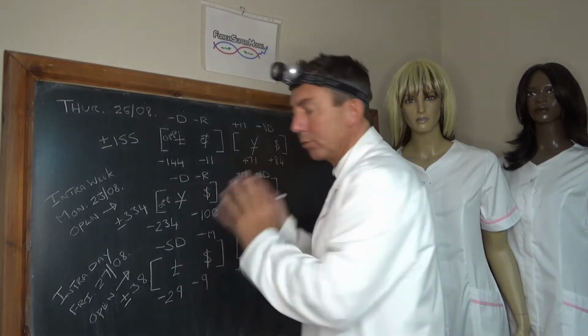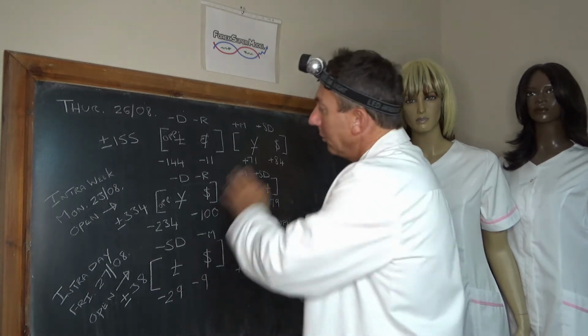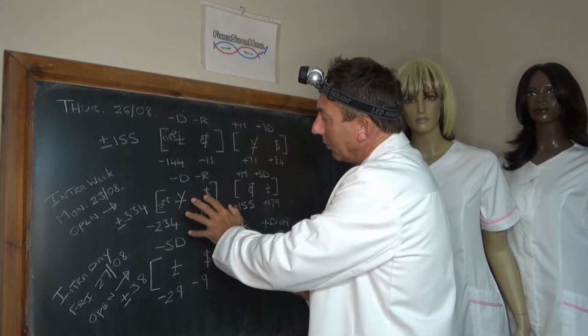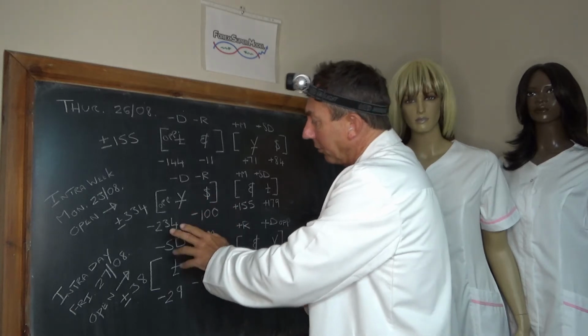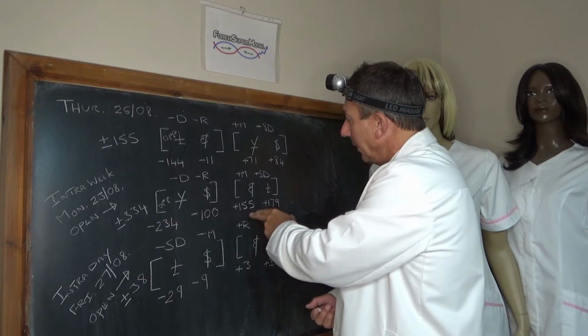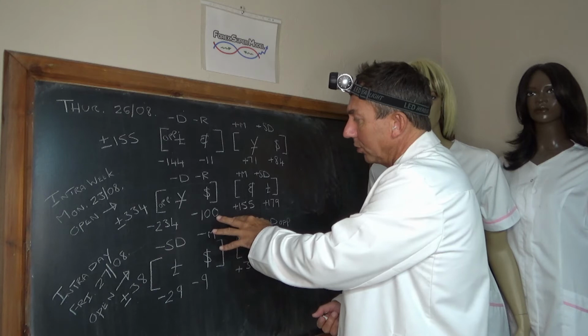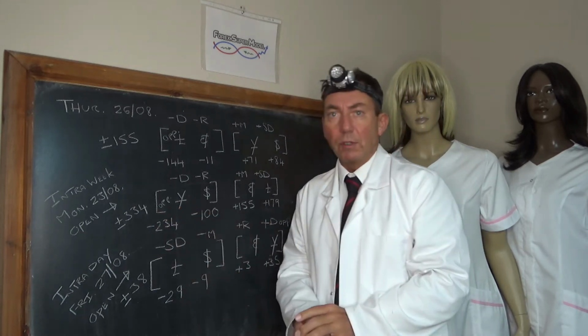Intra-week then becoming most relevant, this is from Monday the 23rd, open to about 15 minutes ago. We've got a negative opposed driver in the yen at minus 234. Front and back door flows mainly going into the pound at plus 179, into the euro at plus 153. And the dollar is the negative rock at minus 100, activity plus or minus 334.